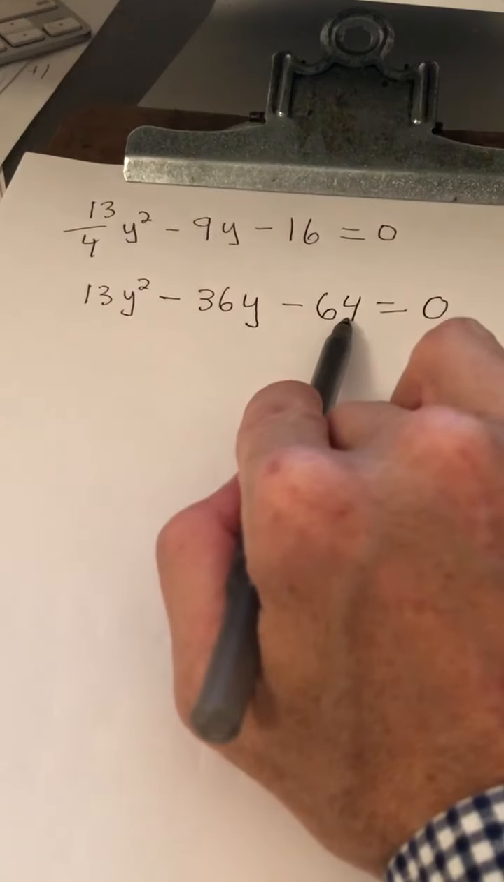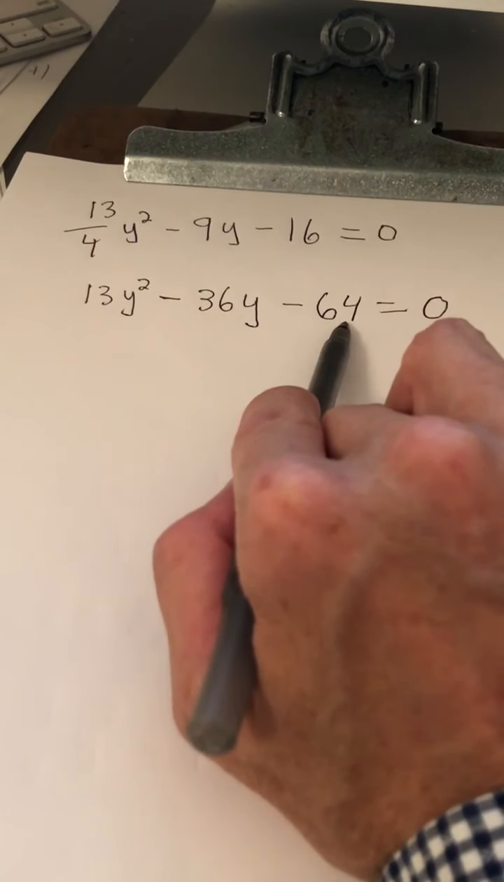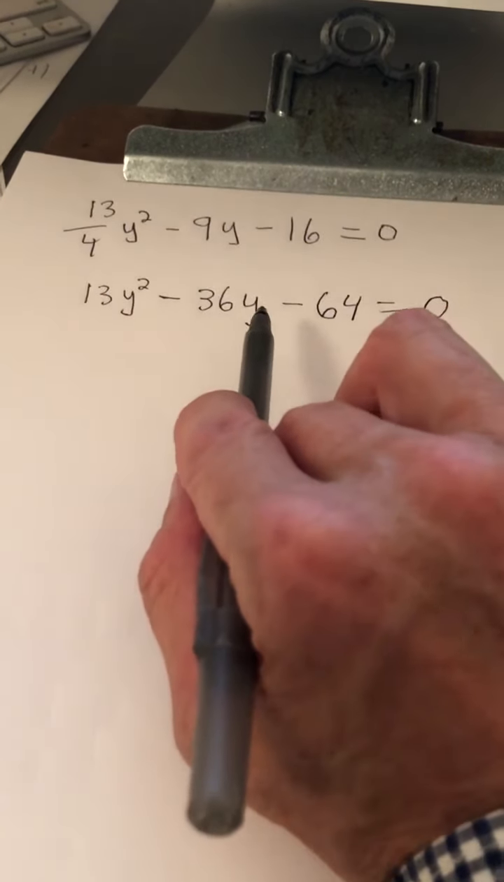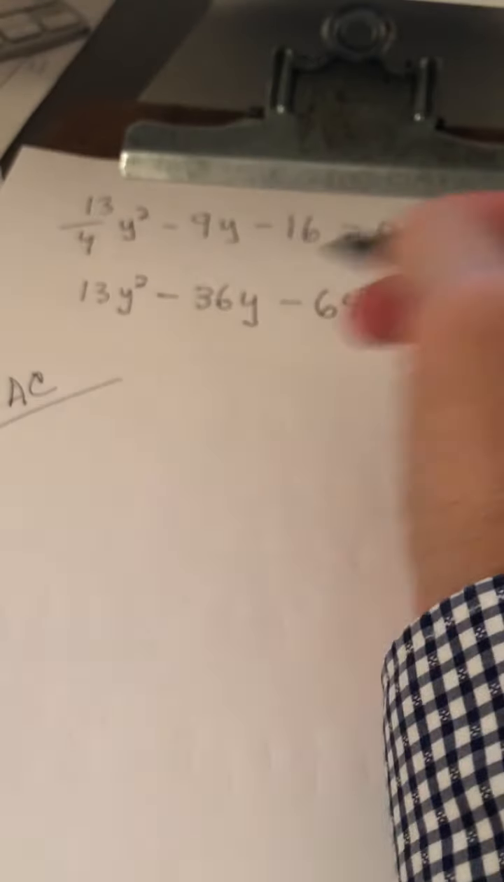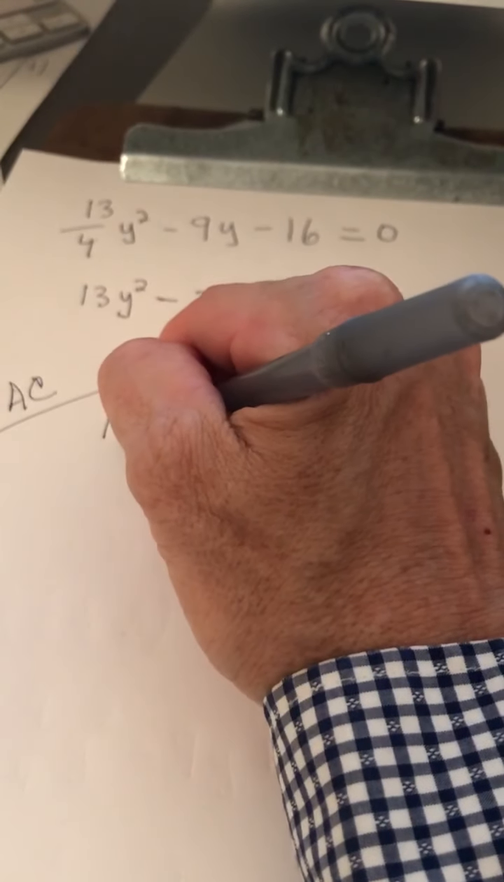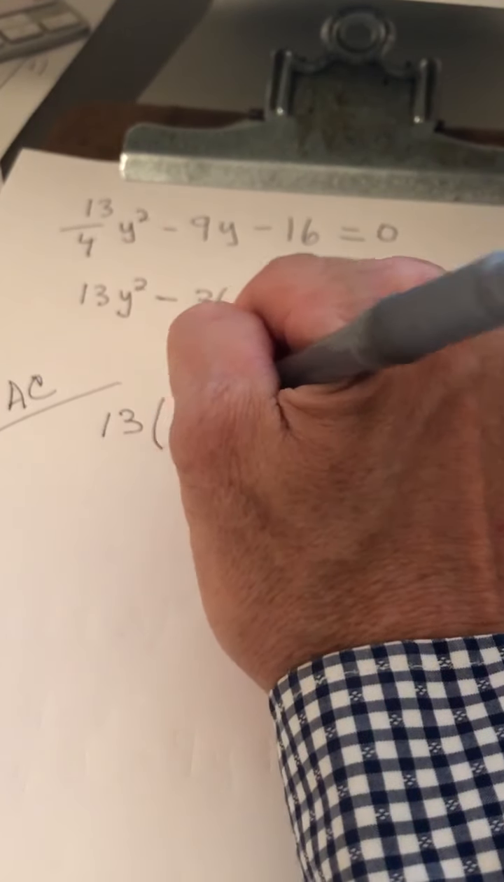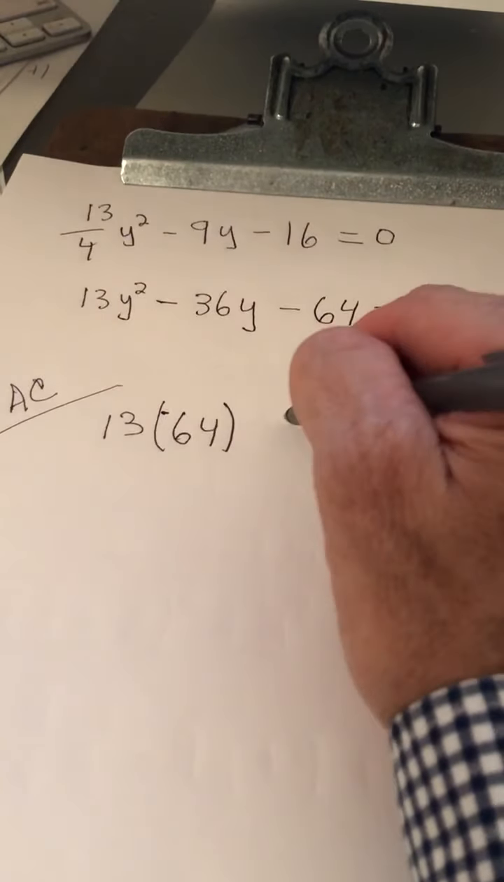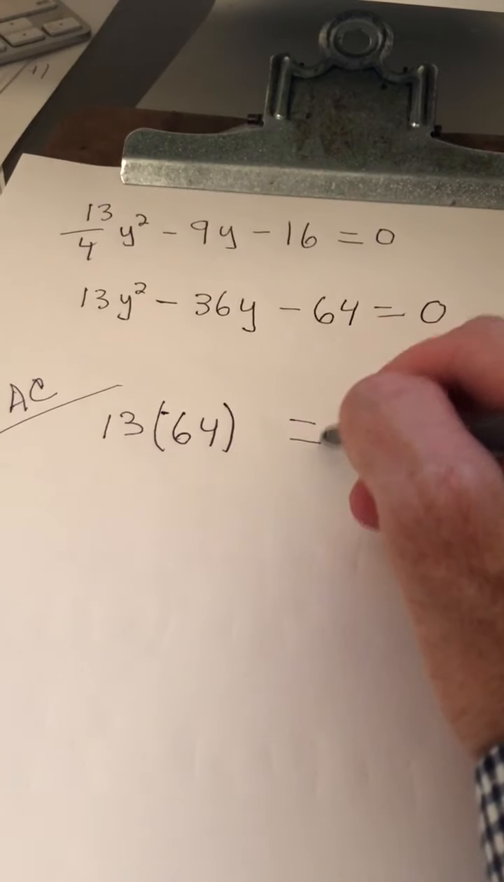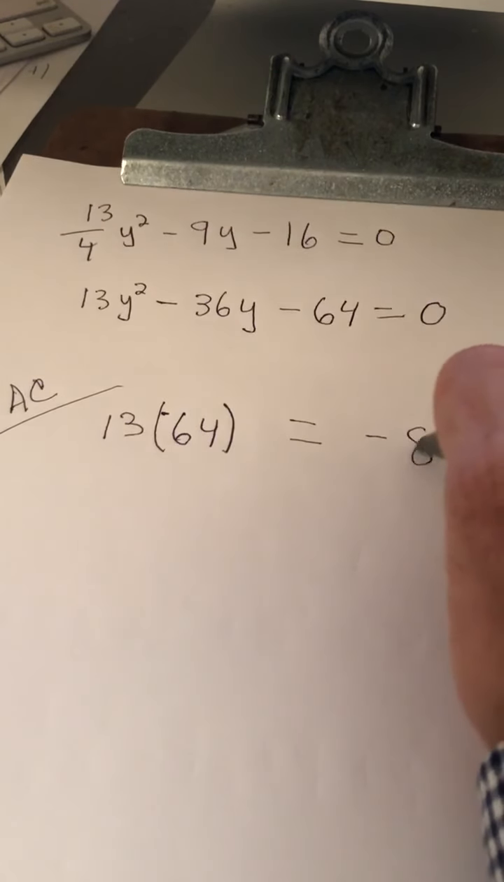Now you're free to use the quadratic formula, but I wouldn't necessarily do that. I think this can be factored. I just have a feeling about that. Let's try to use the AC method. 13 times negative 64 is negative 832.